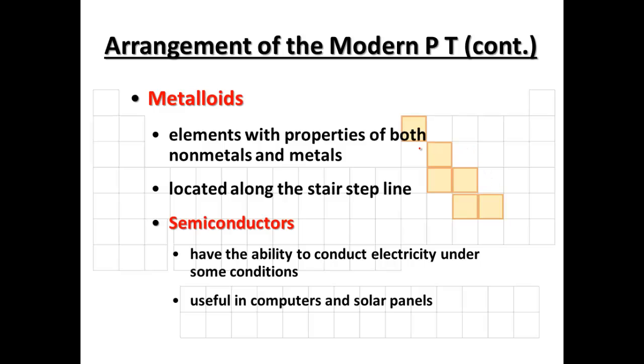Metalloids now on the periodic table. The metalloids are the ones that are actually touching our stair-step line. So our stair-step line separating our metals from non-metals, as we're going, they are located along the stair-step line. Many of them are semiconductors. And semiconductors are very important. They have the ability to conduct electricity under certain conditions. So computers and solar panels are very useful in our industries because of the metalloids and being able to control those properties. So they have properties of both metals and non-metals.